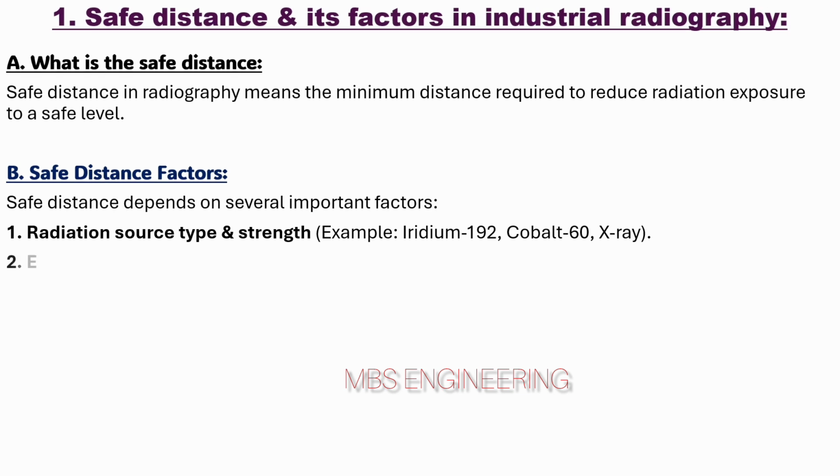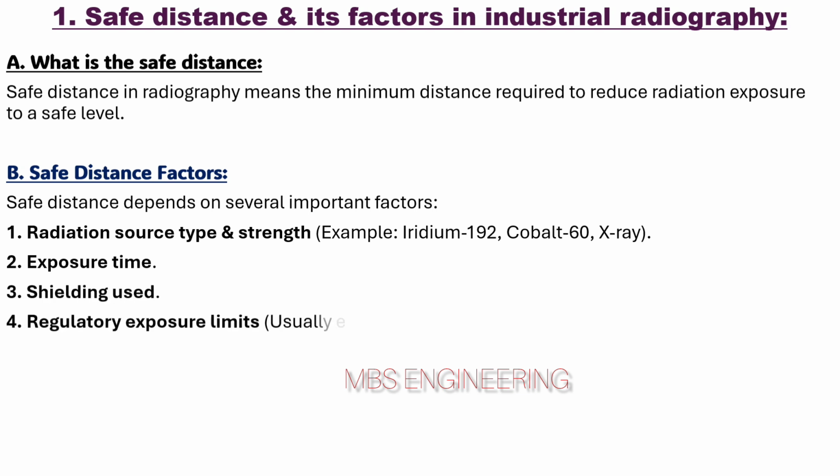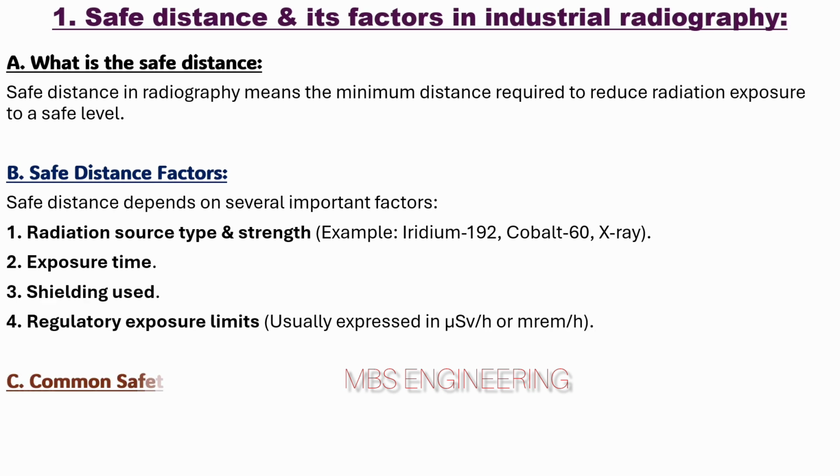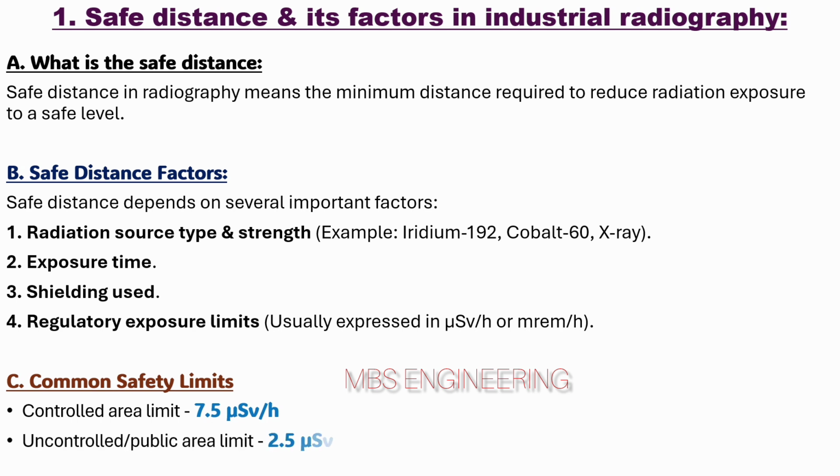The second factor, the exposure time. The third factor, the shielding used. The fourth factor, regulatory limits for radiation exposure, typically expressed in microsievert per hour or mREM per hour. Next, the common safety limits. Controlled area limit, 7.5 microsievert per hour. Uncontrolled, public area limit, 2.5 microsievert per hour.